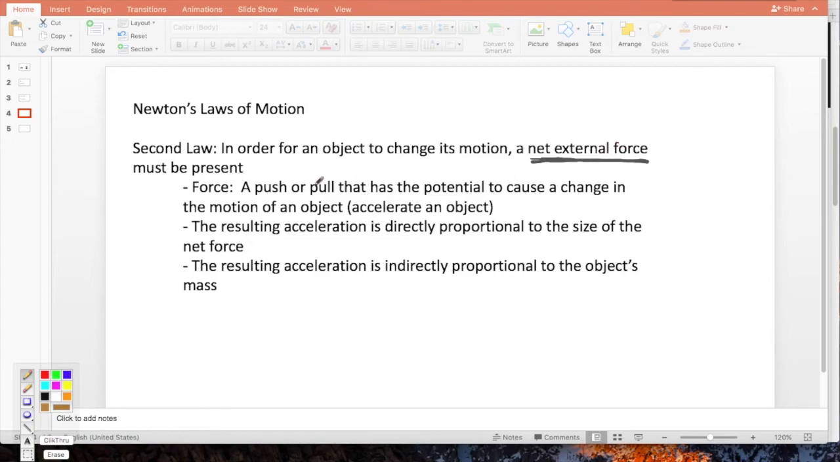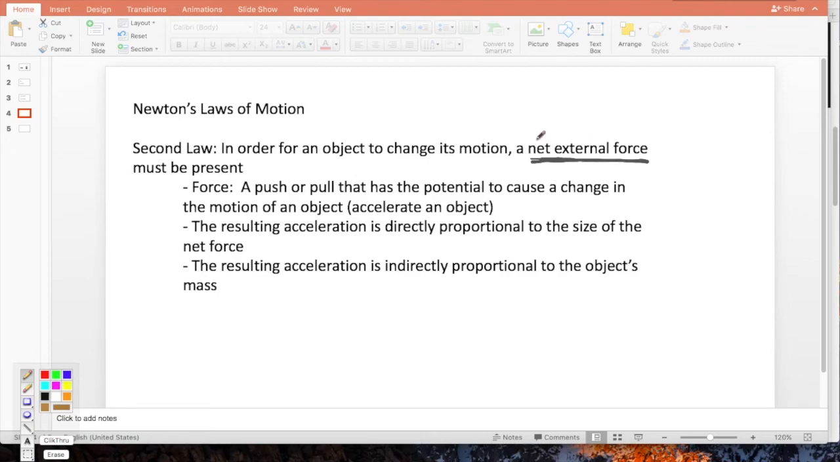Let's define, first of all, what a force is. We've kind of been throwing this word around. Let's define it now. A force I'm defining here is a push or a pull that has the potential to cause a change in the motion of an object. In other words, it has the potential to accelerate an object. This word external here means that it must be coming from another object. It must be a push or a pull from something else.